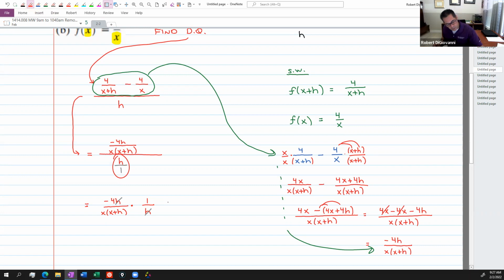And now you are left with what was on top, which is just negative 4. And on the bottom, you're left with x times x plus h. You know you're done when the h cancels. That's when you know, okay, I reached the end, and that's your result. Questions or comments?